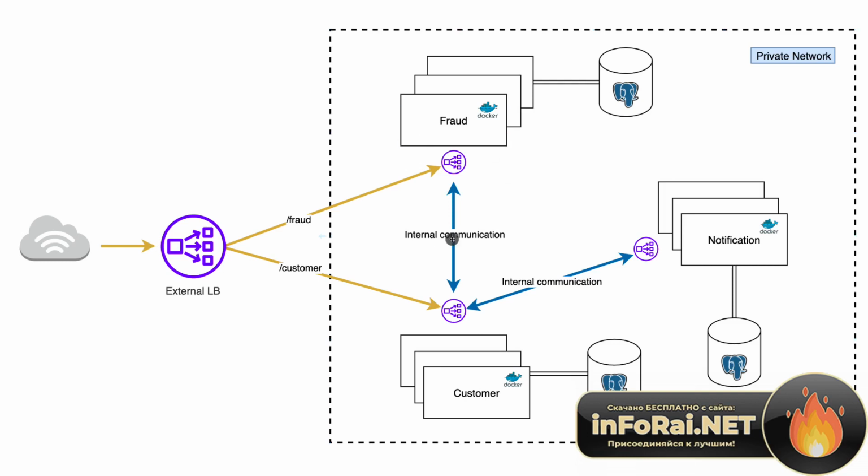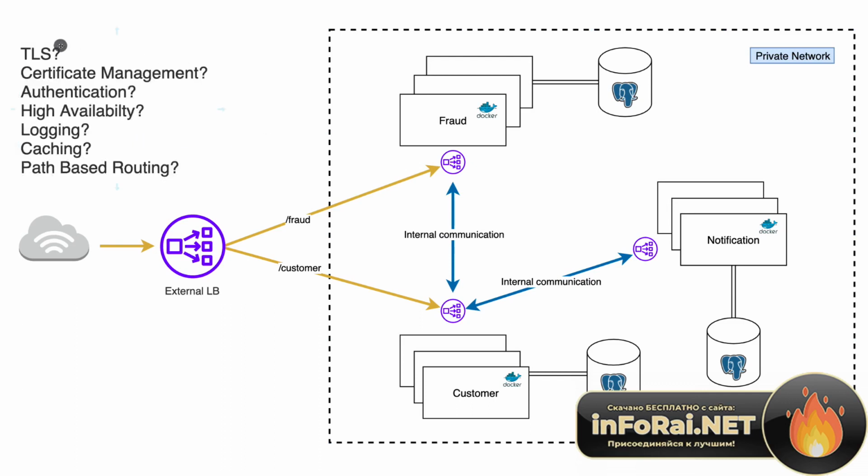And to be honest, this is load balancers. Now, there are a lot of things that we have to take into account, such as TLS, certificate management, authentication. Where do you authenticate the requests? Do you authenticate the requests within every single microservice or within this external load balancer? Do you terminate TLS in here or through these services in here?